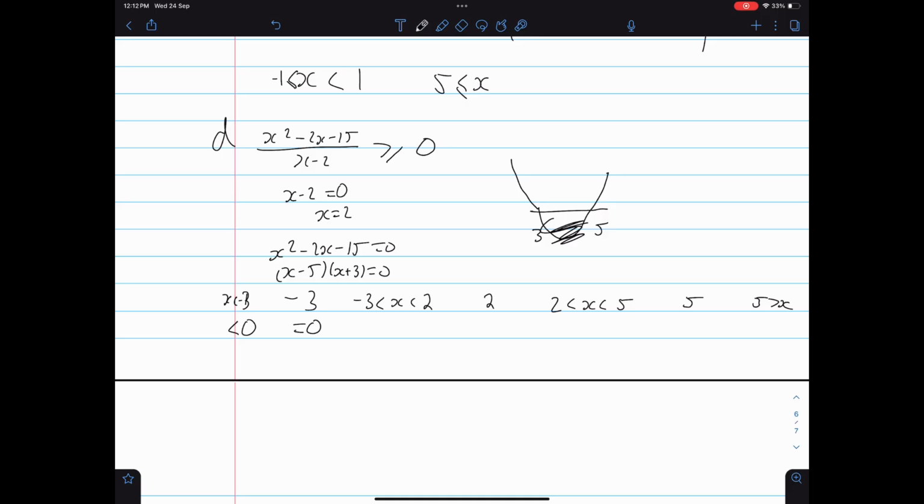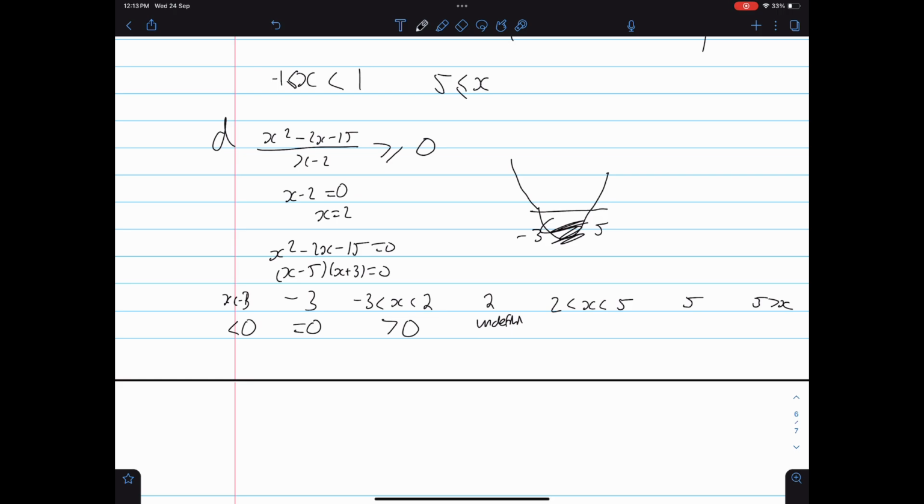Between negative 3 and 2, you get negative numbers on the bottom, but between negative 3 and 5 the quadratic will also be negative. So negatives cancel out. This part will be greater than 0. At 2, we know it's undefined due to the asymptote.